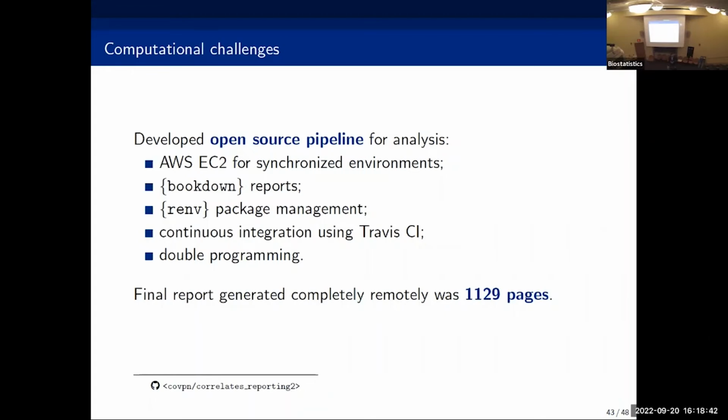So that was an adventure. And in the end, after much patience from this lovely Moderna statistician that we worked with, we were able to generate this report that ran to over 1,000 pages without ever touching the data ourselves. So it's a pretty cool illustration of the power of the types of tools that we have to do reproducible statistical computing these days.